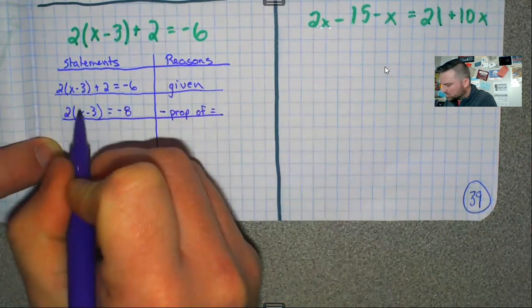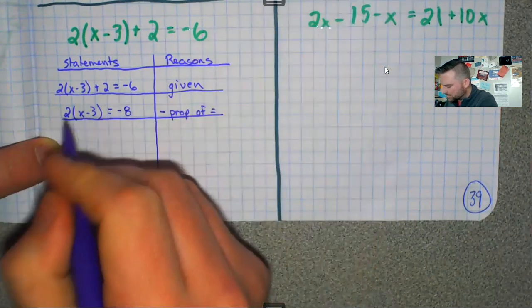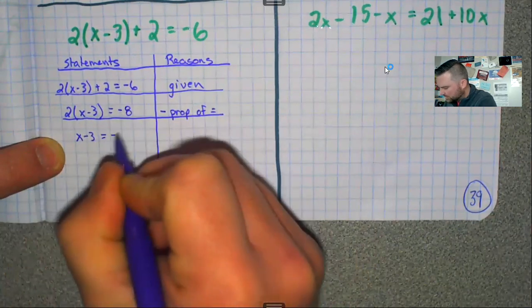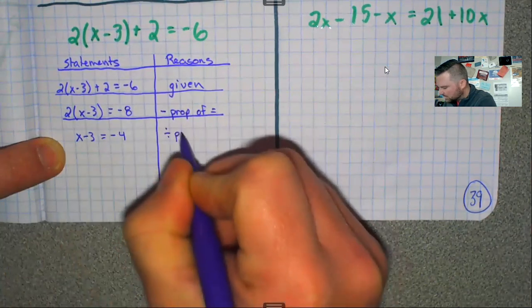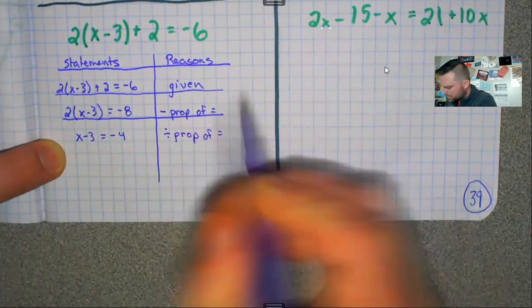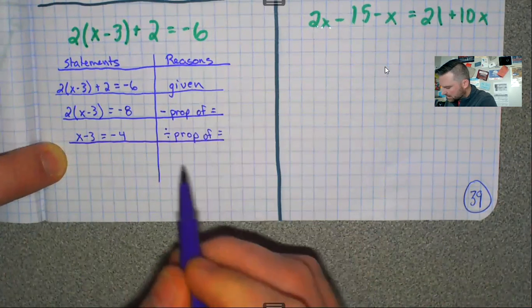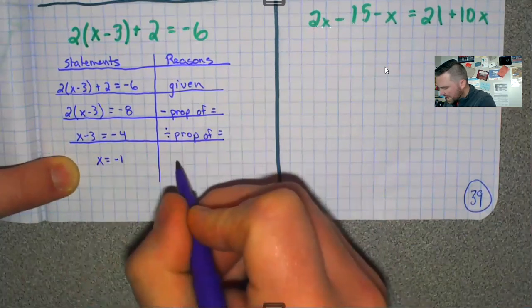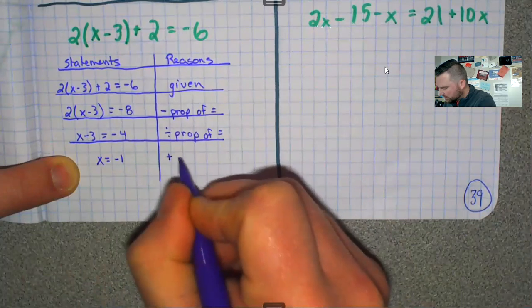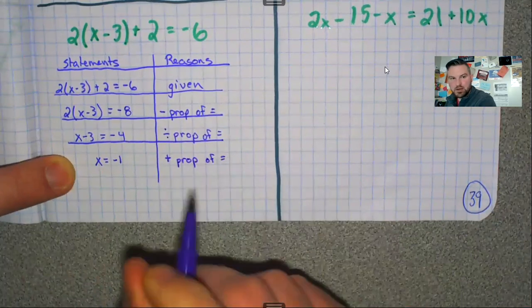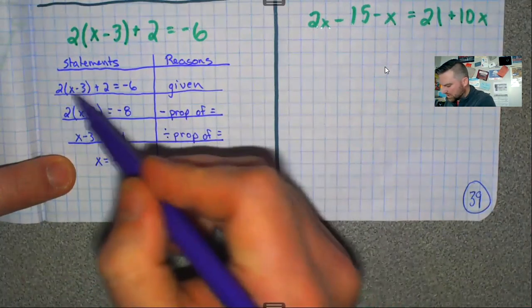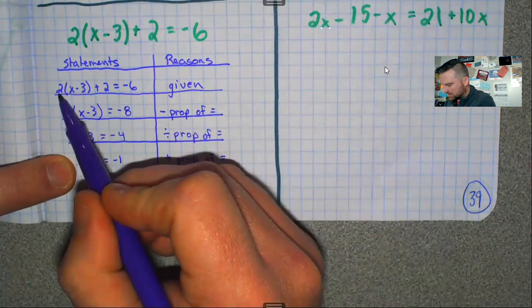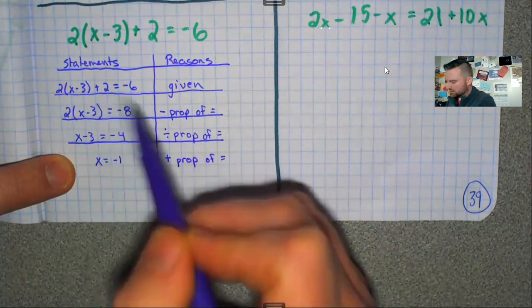Now, I could distribute this 2, which is what we did on the last problem, but for this one, I'm going to divide both sides by 2. So on the left side, I get x - 3 = -8 divided by 2 is -4, and that is the division property of equality. Okay, and then last thing I have to do is add 3. So that's x = -4 + 3 is -1. And I added the same number to both sides, so that's the addition property of equality. Okay, and you're done. You can always plug this back in and check it. So -1 - 3 is -4. -4 times 2 is -8. -8 + 2 is -6.